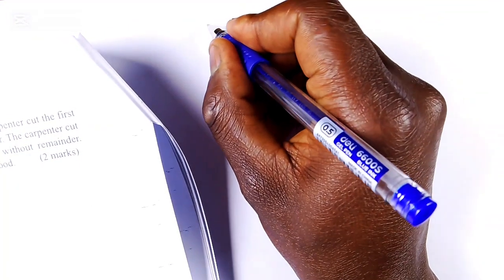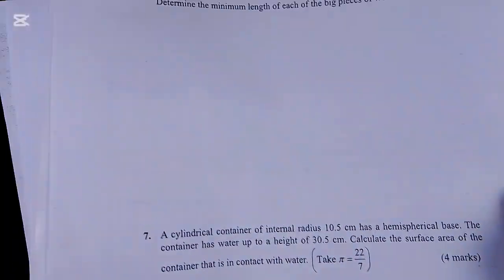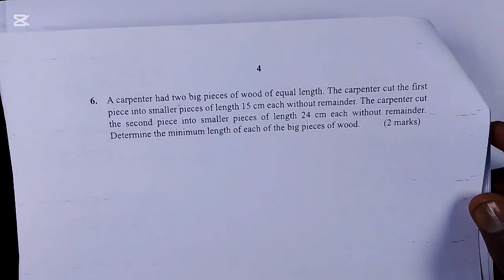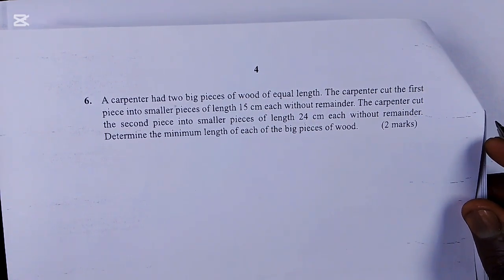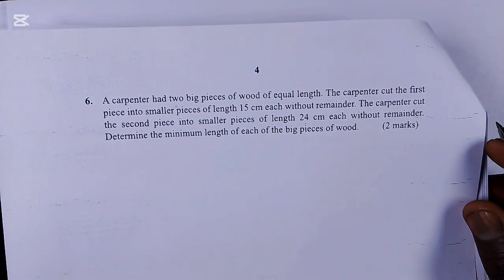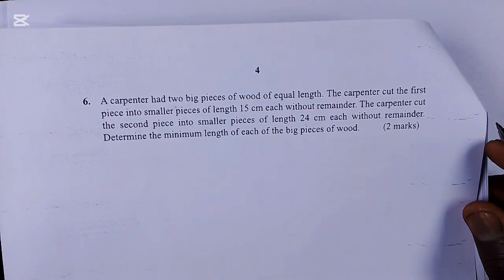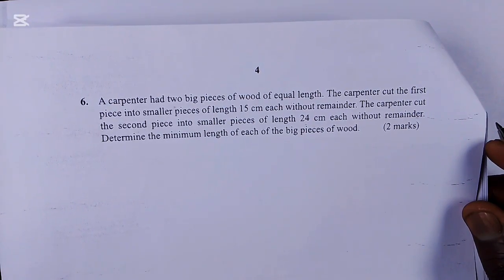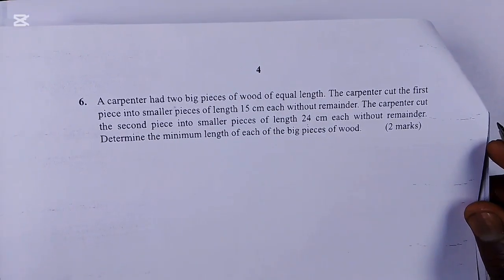Question number 6 reads, a carpenter has 2 big pieces of wood of equal length. The carpenter cut the first piece into smaller pieces of length 15 cm each without remainder. The carpenter cut the second piece into smaller pieces of length 24 cm each without remainder. Determine the minimum length of each of the big pieces of wood.